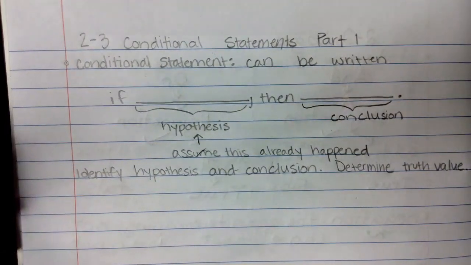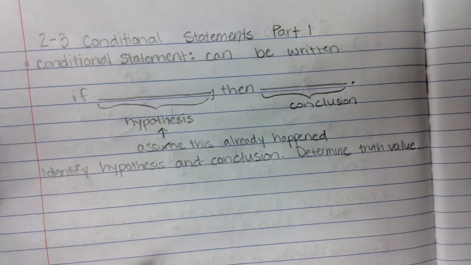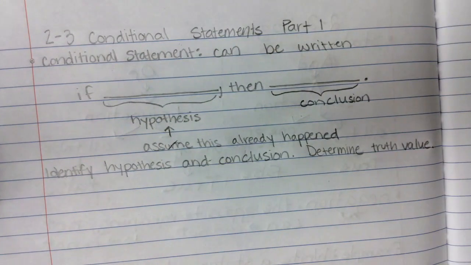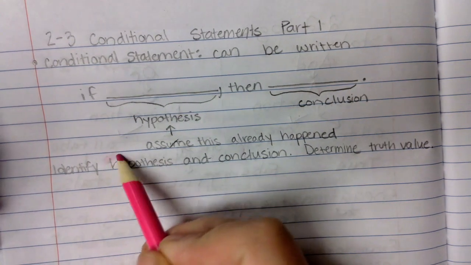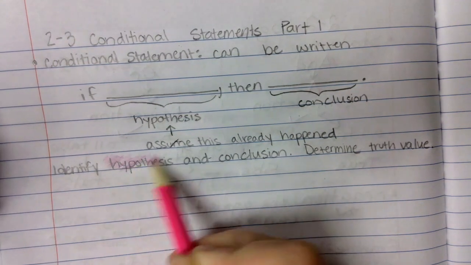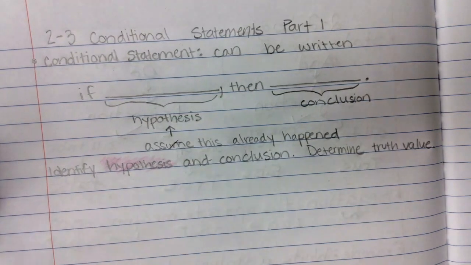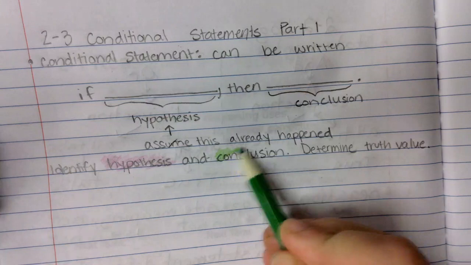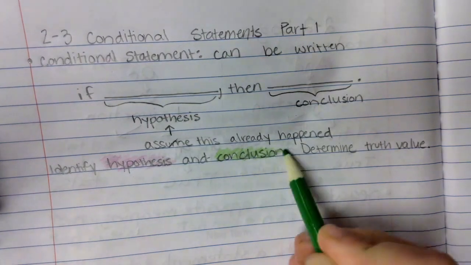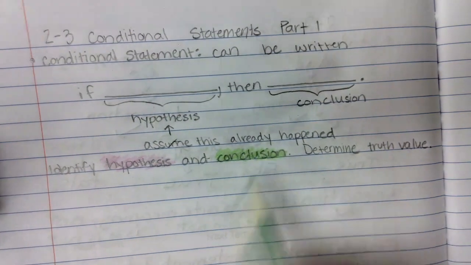And this is where I'm going to use colors. So whenever I see hypothesis, I'm going to shade in the hypothesis with pink. And I'm going to do the conclusion in green. So with those two colors you picked out, decide which color is which. That way it's just a little bit easier to see.